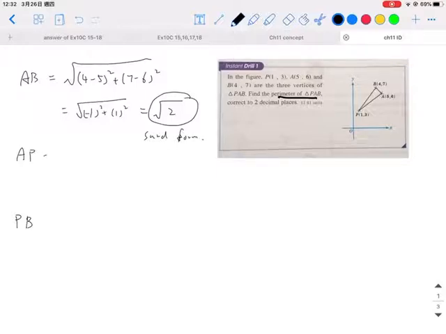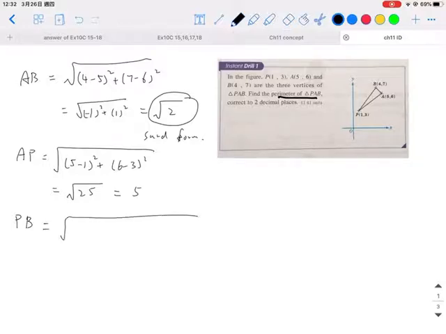For the second one, AP is the square root of (5 minus 1) squared plus (6 minus 3) squared. That should be root 25, which has the exact value 5. And the third one is the square root of (4 minus 1) squared plus (7 minus 3) squared, which is root 25, equal to 5.